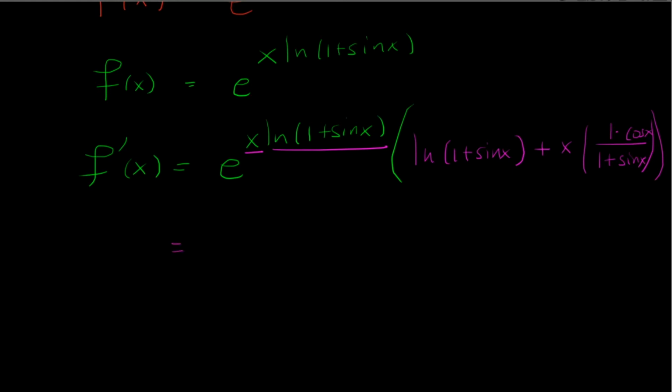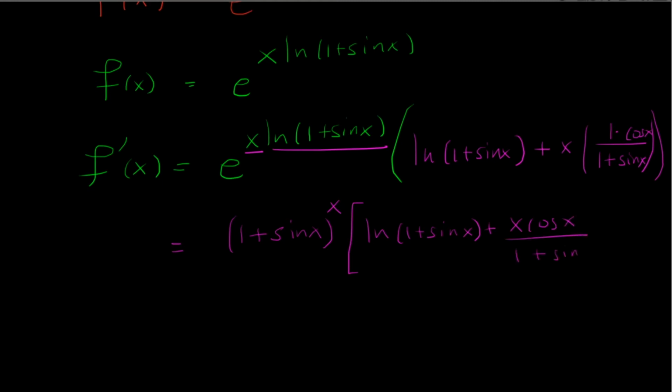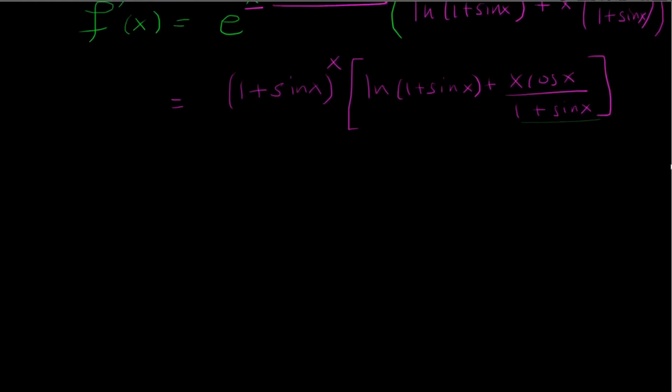And I can rewrite this, well, e to the x times ln of 1 plus sine of x, that was originally (1 plus sine of x) to the x. And we're multiplying that by natural log of 1 plus sine of x plus x cosine of x divided by 1 plus sine of x. So if you want, you can distribute out the (1 plus sine of x) to the x, and then this would cancel out. But I don't think it's worth spending time on that. So we can just go straight.